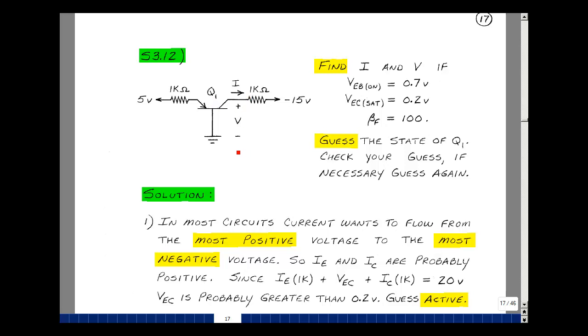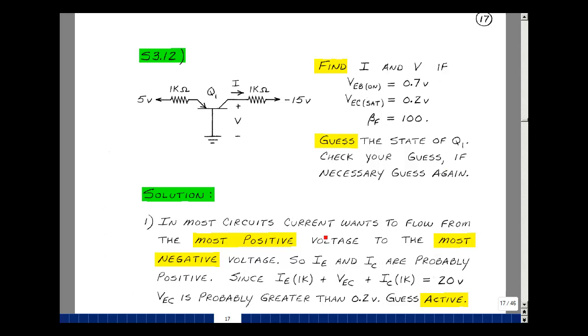the voltage V if the emitter base turn-on voltage is 0.7 volts, the emitter collector saturation voltage is 0.2 volts, and beta F is 100? Take a guess at the state of Q1, and then check your guess, and if necessary, guess again.